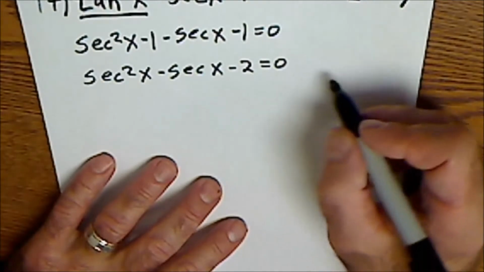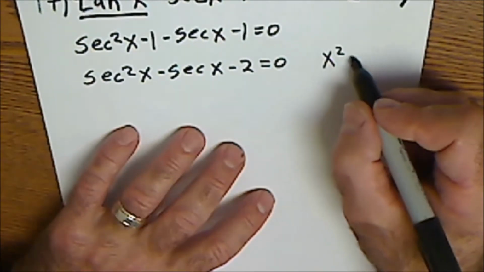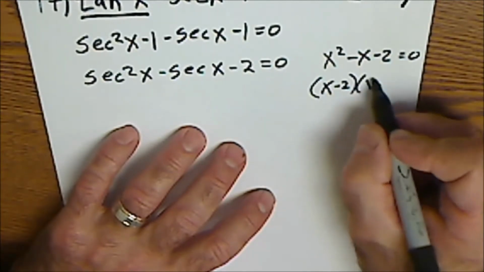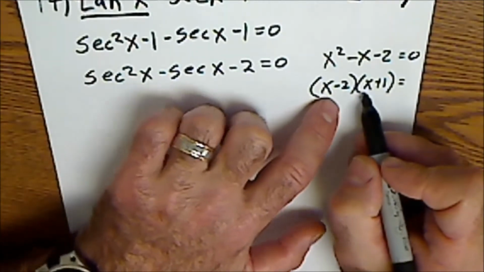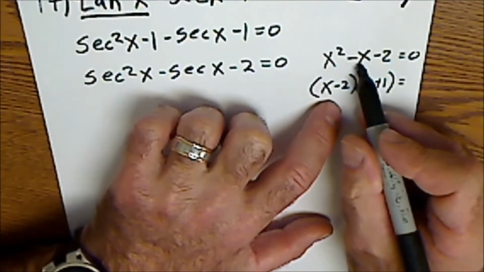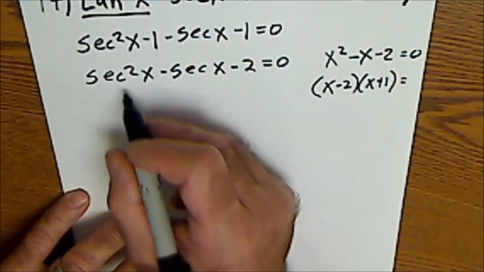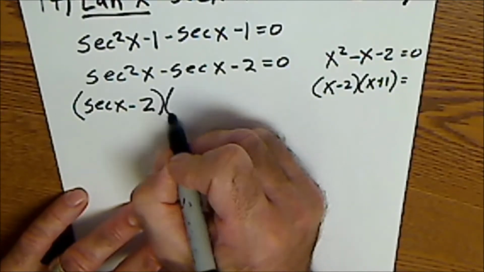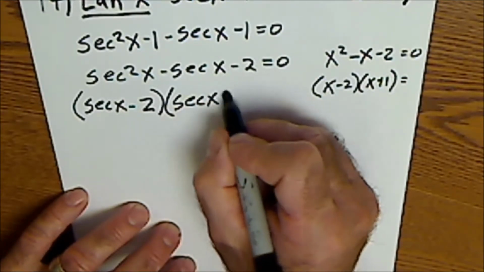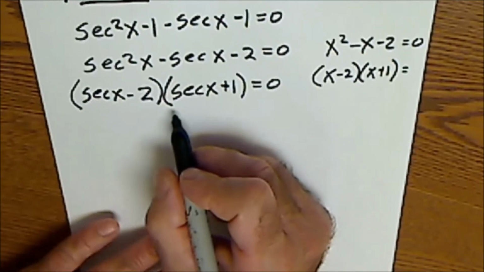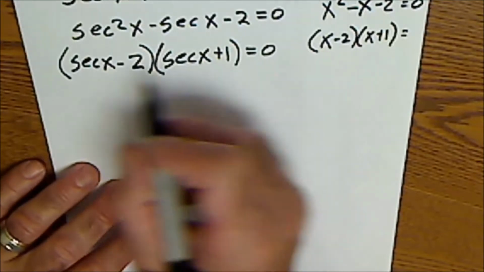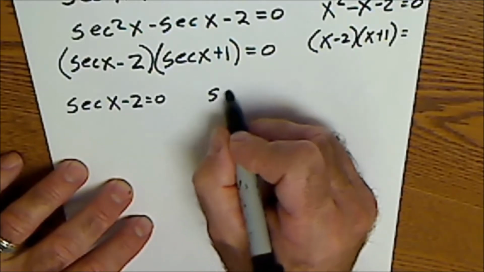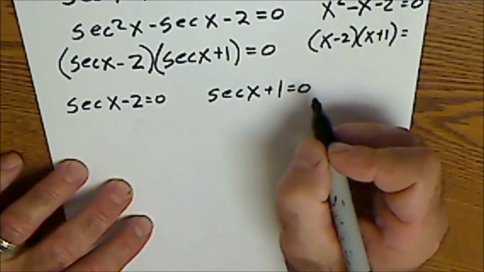If I have a hard time factoring this, I could just look at an algebra equivalent. X squared minus x minus 2 equals 0. Factor that as x minus 2, x plus 1. We double check that: x squared minus 2x plus 1x gives me the negative 2. So I'm going to factor this the same way. Secant of x minus 2 times secant of x plus 1, factored into two quantities being multiplied together equals 0. That means either secant of x minus 2 is equal to 0, or secant of x plus 1 is equal to 0.